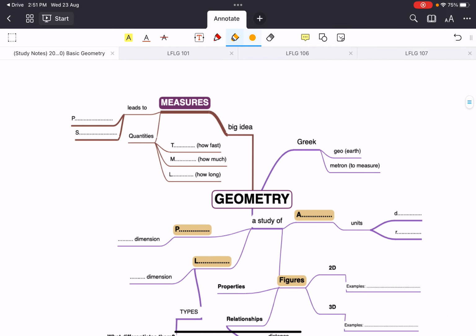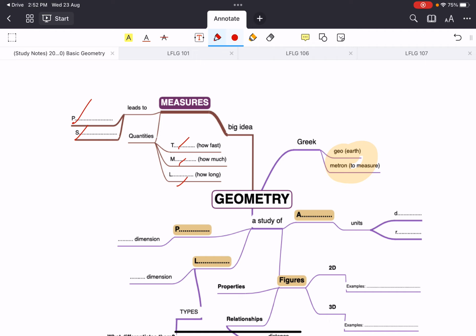Geometry, first of all, the word itself: Geo means earth, and metry comes from the word metron, which means to measure. So we measure things that we can find on earth. What are we measuring? We are measuring precise things, right? So we want some precision, some standard things we want to measure. Some things we measure will be time, how fast something is. We measure mass, how much matter an object has, right? And we measure length, how long.